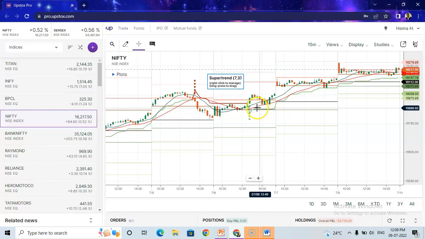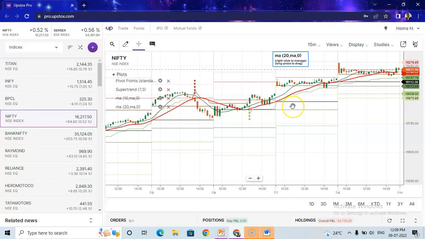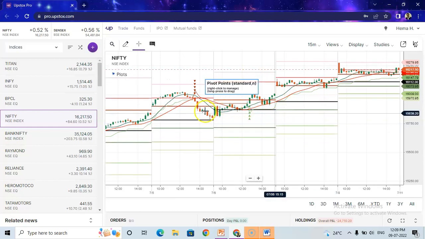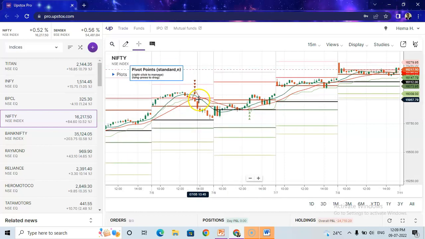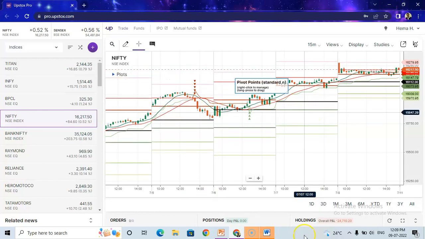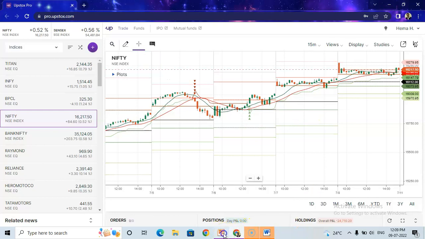Okay, so in this way you have to trade by using the moving average 10 and 20 crossover, and the super trend buy or sell, red and green super trend. Okay, fine.